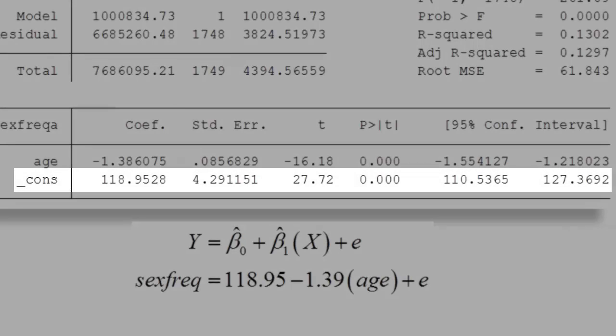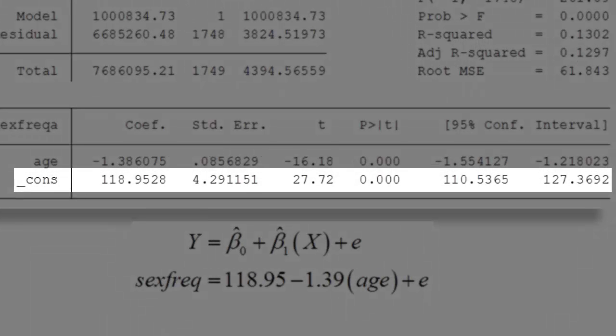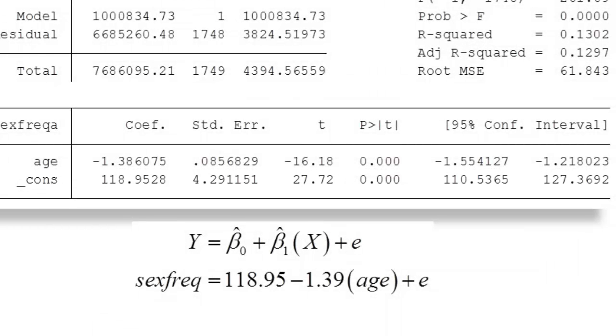The next row of this table gives us the analogous information for our intercept. Our intercept here is 118.95. I'll call it 119. The interpretation of this particular intercept is really not meaningful. What it says is, when the value of x is equal to 0, the value of y is equal to 119. That is, when somebody has 0 age, which is impossible, we would predict their sexual frequency of 119 times per year, which is obviously pretty silly.